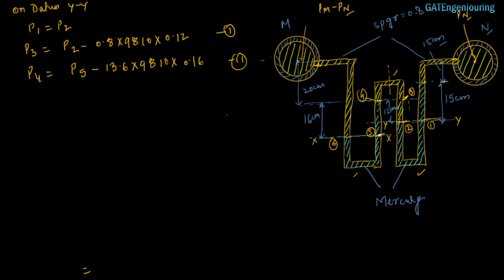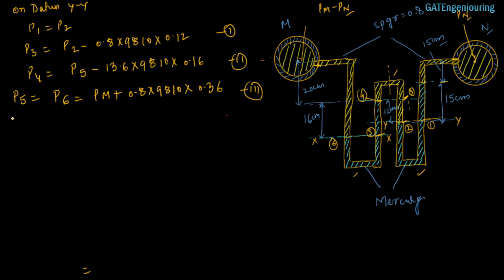Now on the second datum XX, P5 is equal to P6. And how is P6 related to PM? It is related as PM plus the pressure because of this head. This total head is 36 centimeters, and the specific gravity of the liquid is 0.8. So 0.8 into 9810 into 0.36. This is the relationship, equation number 3.